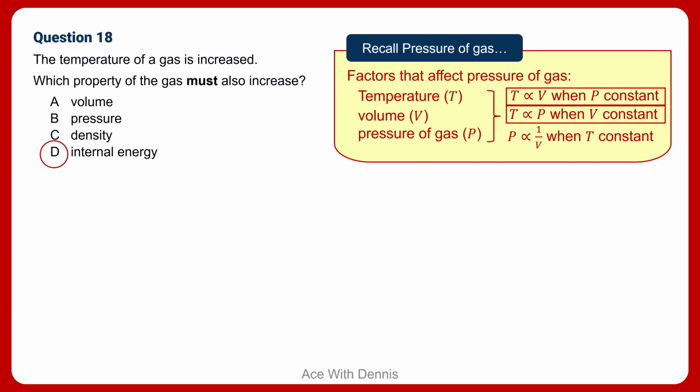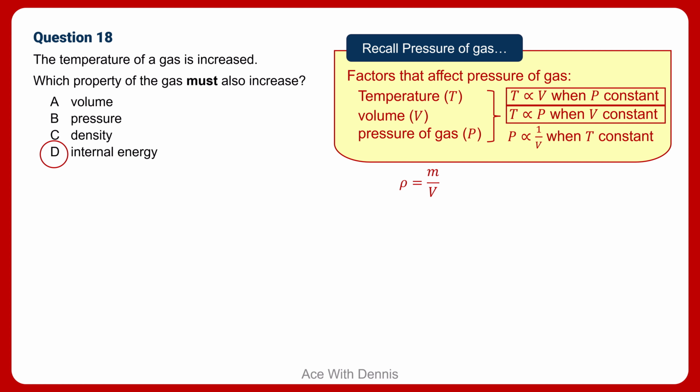For the density, let's look at the formula of the density. Rho equals m over v, where m is the mass and v is the volume. Since the volume doesn't necessarily have to increase when the temperature increases, the density may not change as well. Therefore, the answer is D, internal energy.